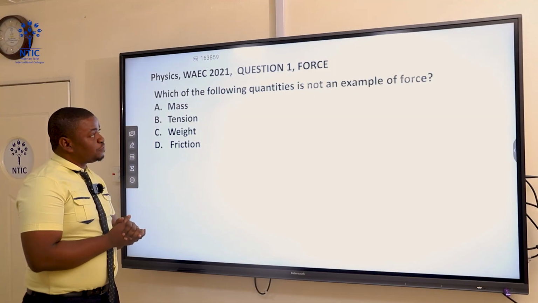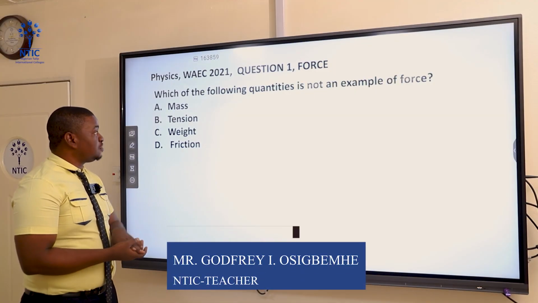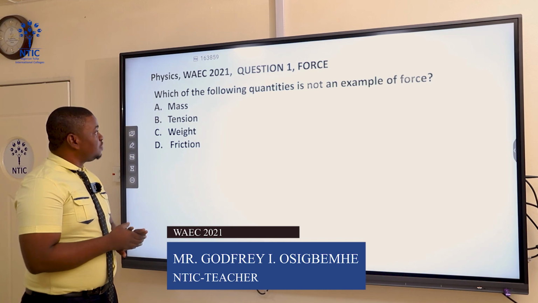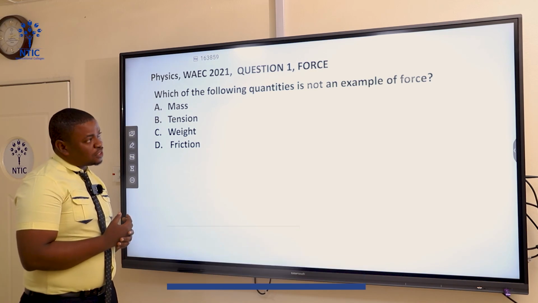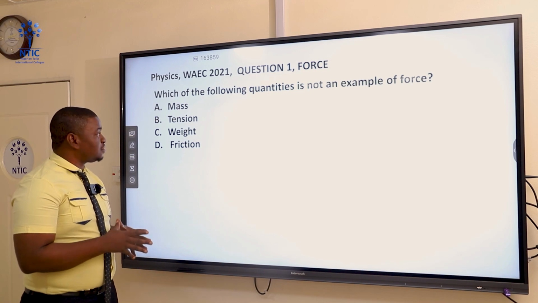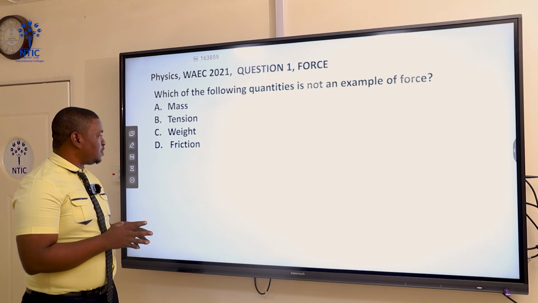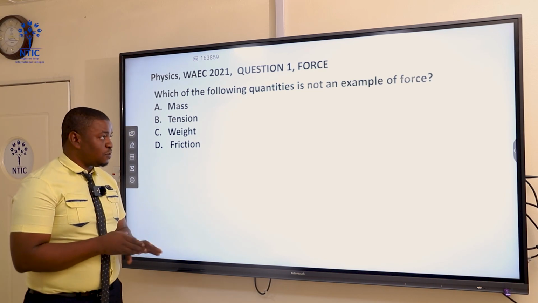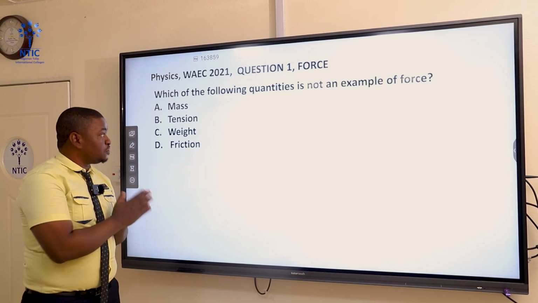The first question here is from force, or mechanics. The question reads, which of the following quantities is not an example of force? Option A, mass; B, tension; C, weight; and D, friction. So we are going to analyze each option.